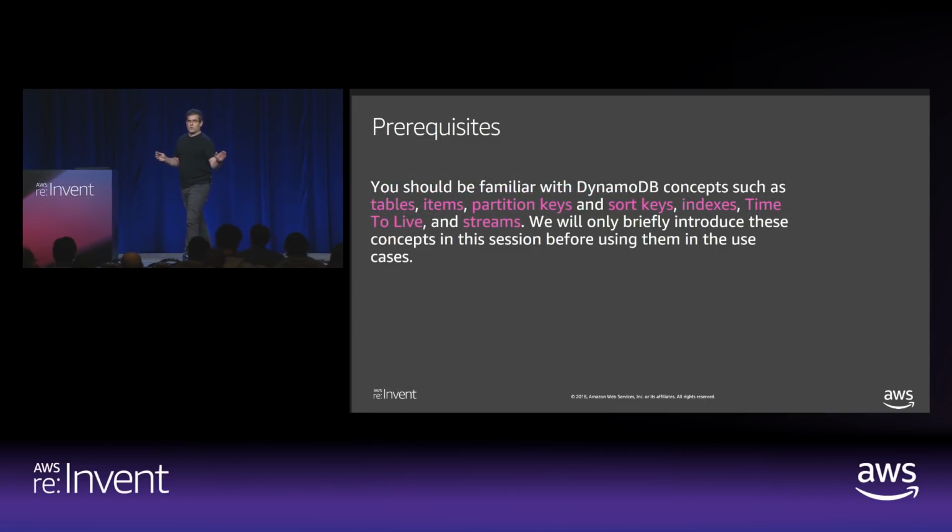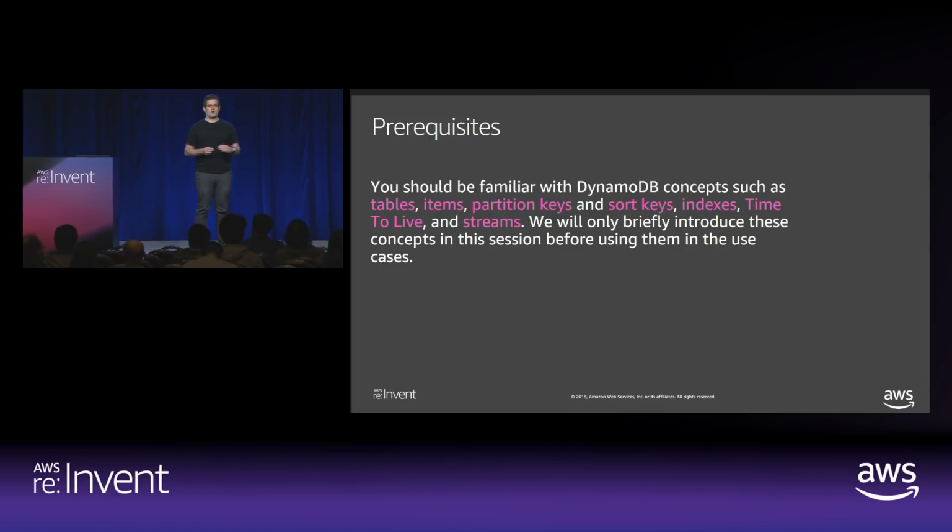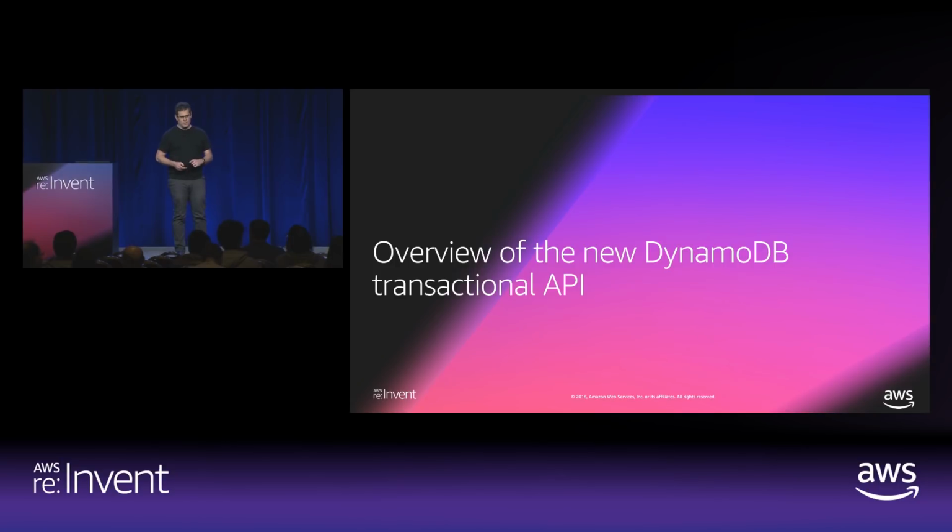In order to benefit from this discussion, I assume that you have some working knowledge of DynamoDB. We will not go over basic concepts such as what tables are, how you index into tables, what streams are, or the time to live feature. I assume that you have some understanding of those. I may go over them very briefly. OK, so let's dive right into the API and see what it looks like.